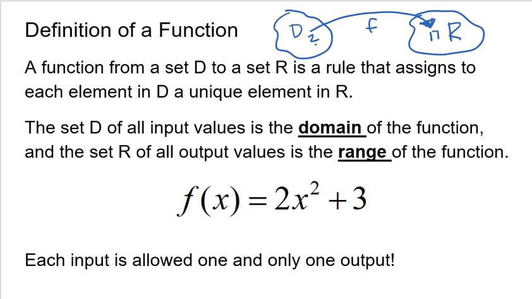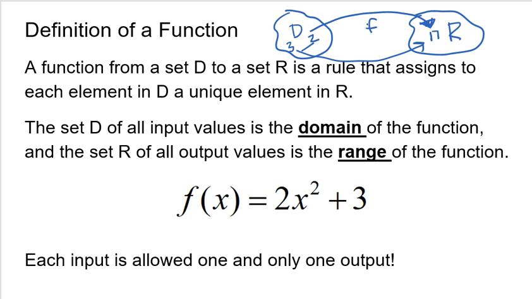Now, there could be a value in D, let's say 5, and it goes nowhere. That is possible. You could also have another value also go to 17, like maybe the number 3, for some reason, also shoots you to 17. That is totally possible. But the key is that every input, whatever input you have, can only go to one and only one output.